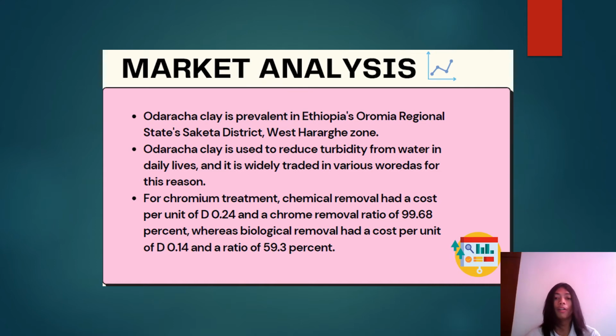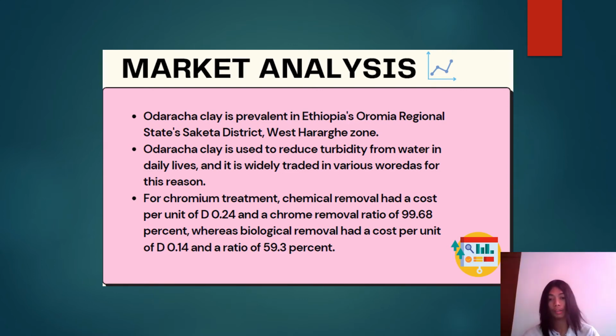Odaracha clay is used because of its excellent adsorbent performance in reducing turbidity from water in daily life, and it is widely traded in various areas for this reason. Odaracha soil is a brand new adsorbent material that has not been traded internationally throughout the world.